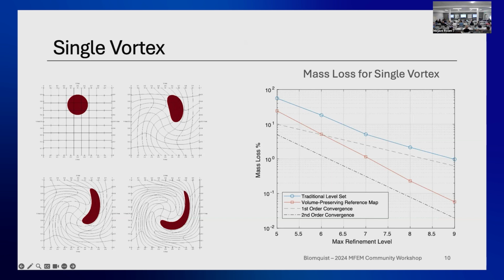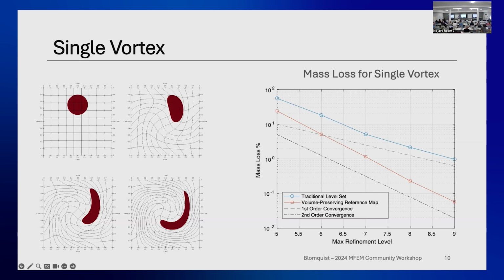So if we have something that's very unrefined, and I guess just to preface this, we're using quad octree grids. So the refinement level is basically 2 to the power whatever is on the bottom. So if we have something that's very unrefined, we see that the reference map or volume preserving reference map does a much better job at preserving the mass. And then as we continue refining, we see that this VPRM actually gets second order.